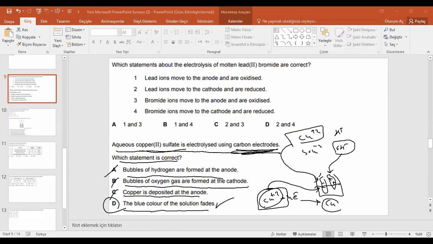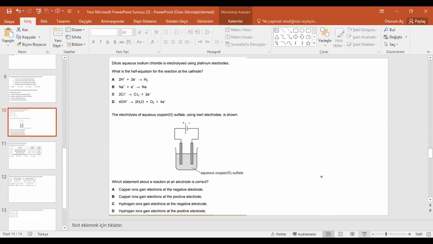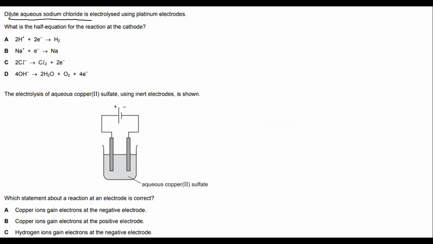Here we have two more questions. Let me make the screen bigger and see what we have. Dilute sodium chloride is electrolyzed using platinum electrodes. Dilute sodium chloride. It is Na plus, Cl minus, H plus, OH minus, and the solution is dilute.